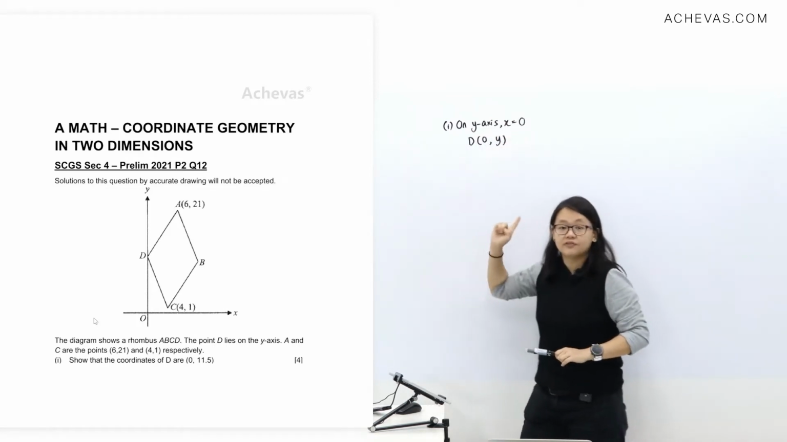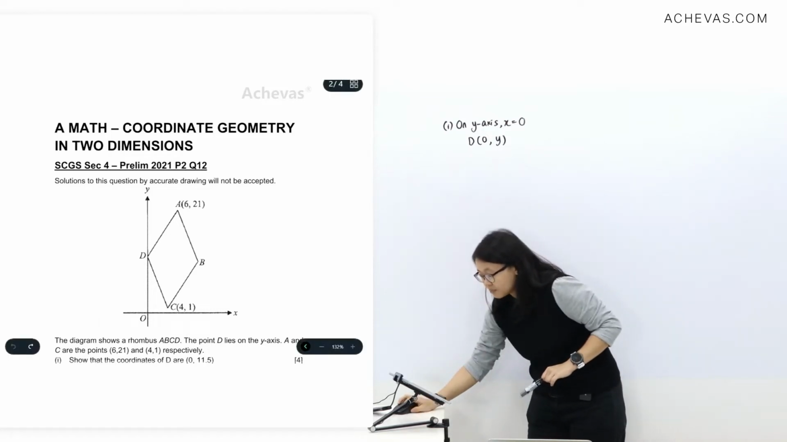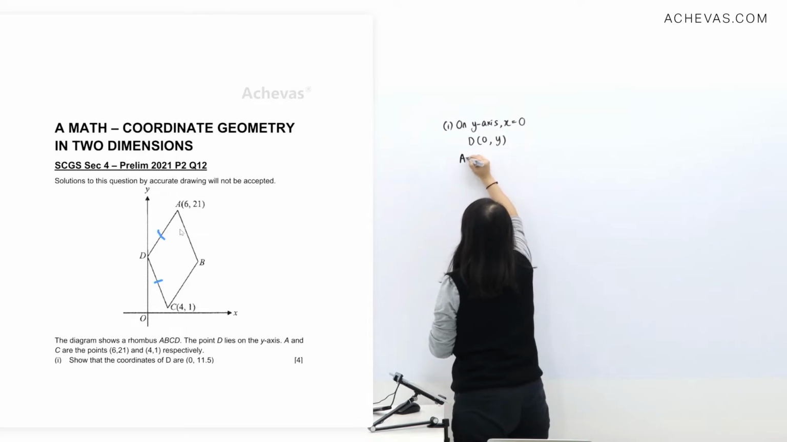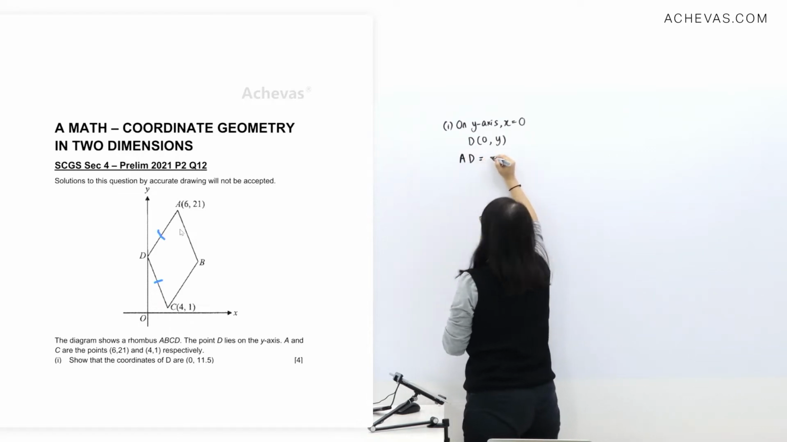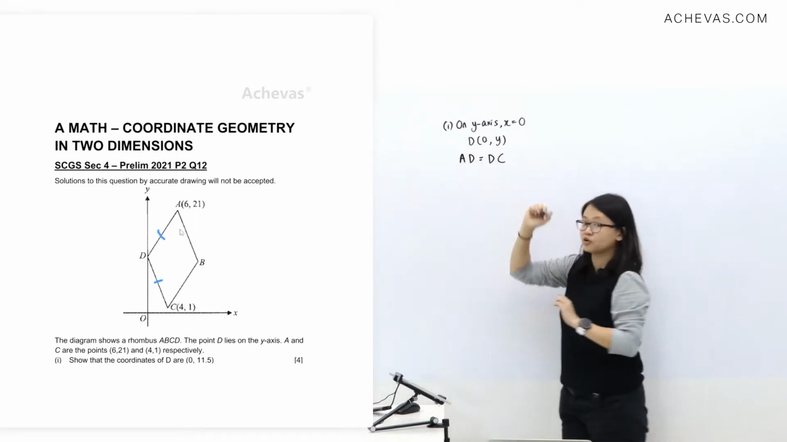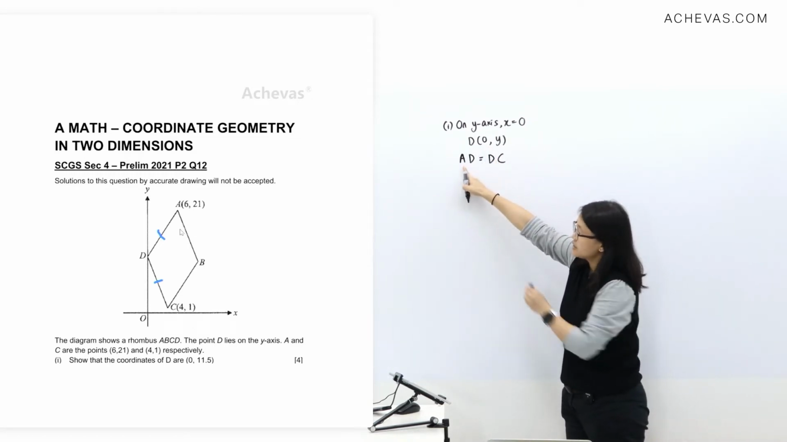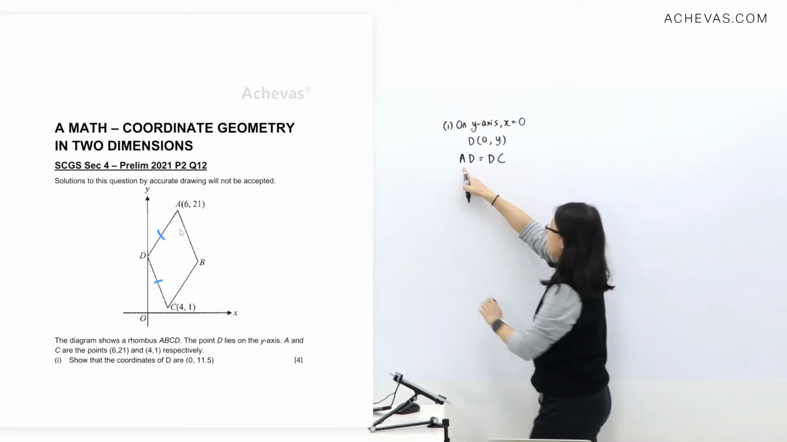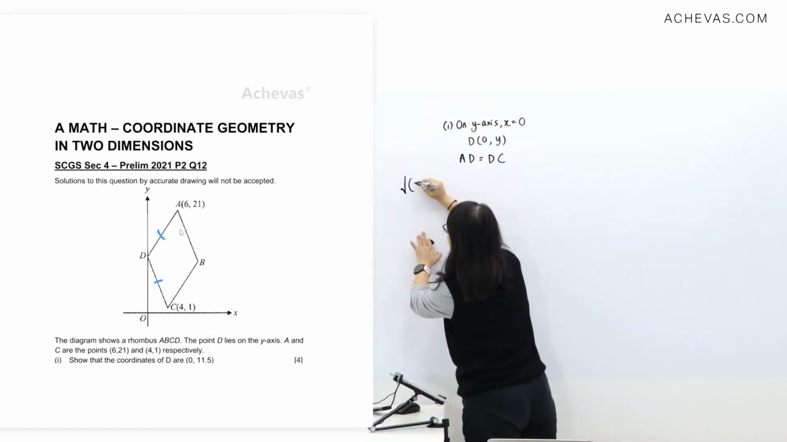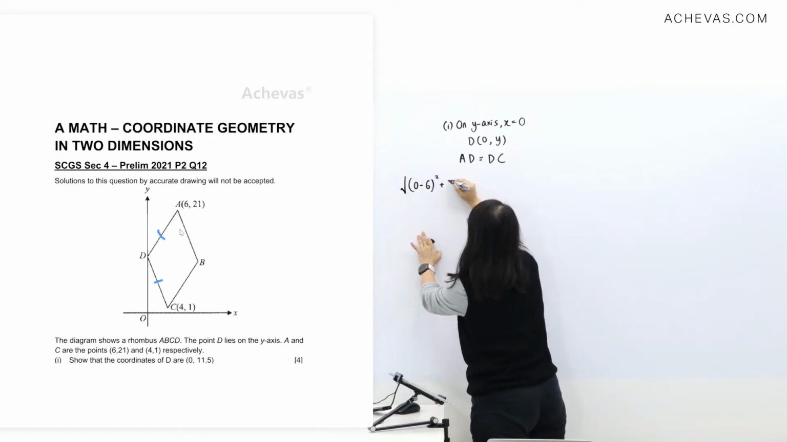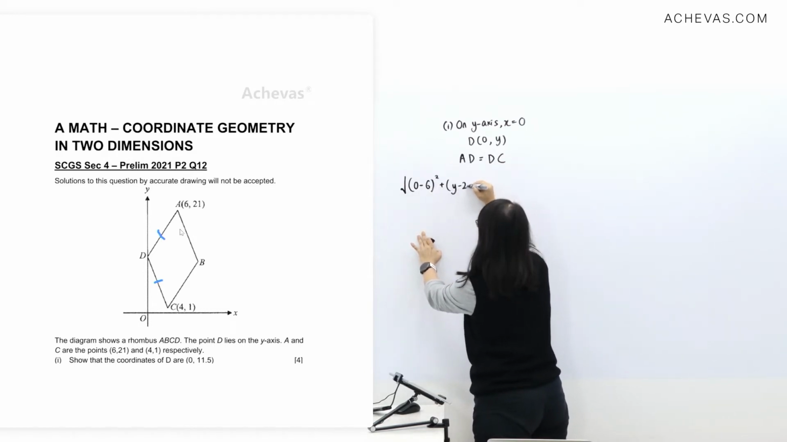Because I only have one unknown left, one of the properties of rhombus you can use is that this distance equals this distance. Very simple property. So I'm going to write AD equals DC, and apply the distance formula. Looking at point A, (6, 21), I have (0 minus 6) squared, plus (y minus 21) squared.